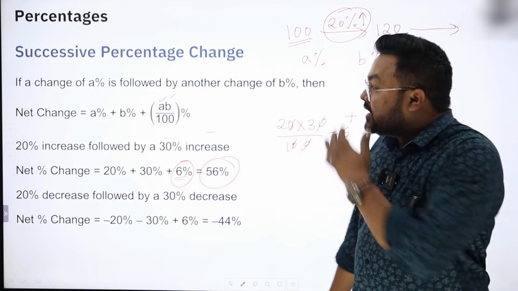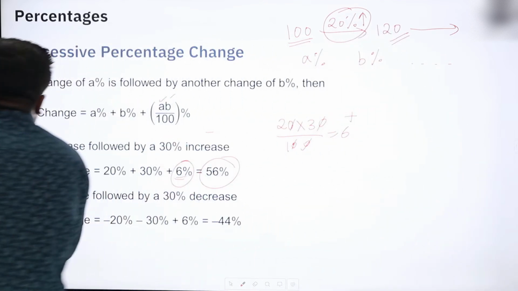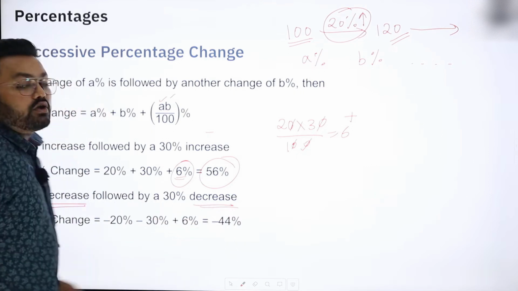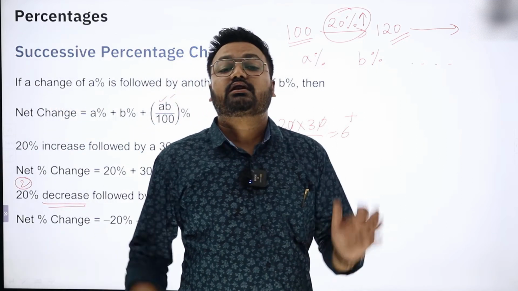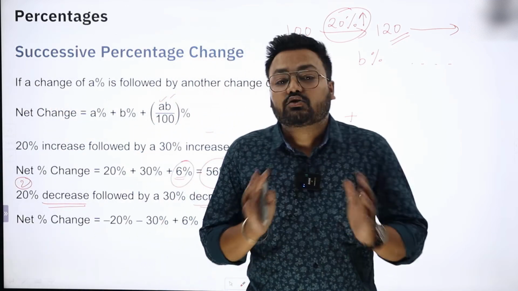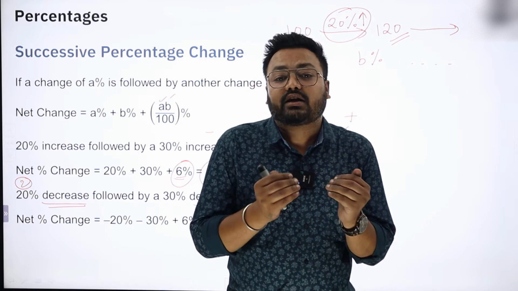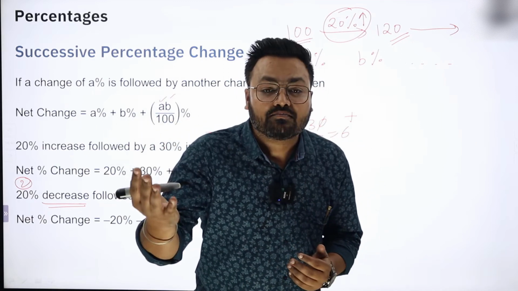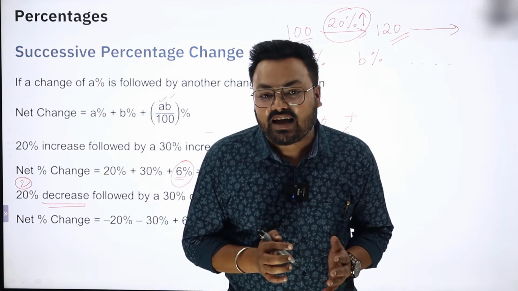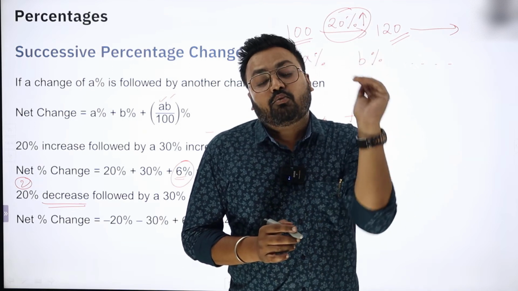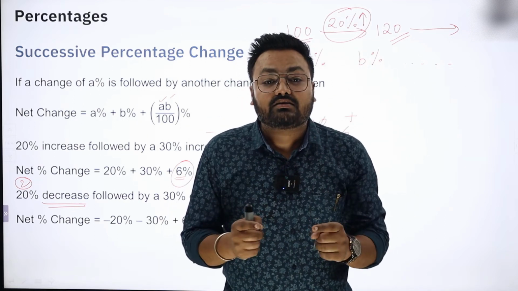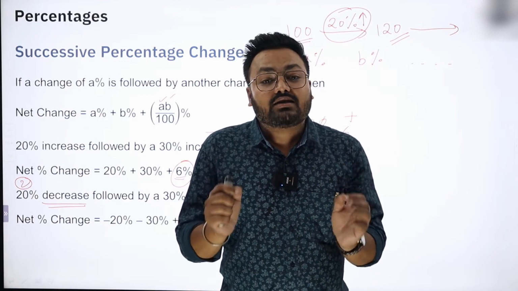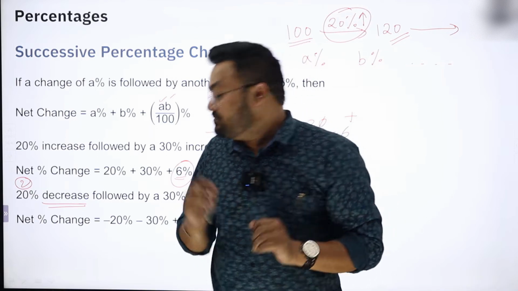Now in the second case, if these values are decreases. If A percent is a decrease and B percent is also a decrease, most of my students used to think that in the first case, if both are increasing, my answer is plus 56, that is a 56% increase. So in the second case, students generally think that if both percentages are decreasing, my answer would be minus 56. But this is not the case.